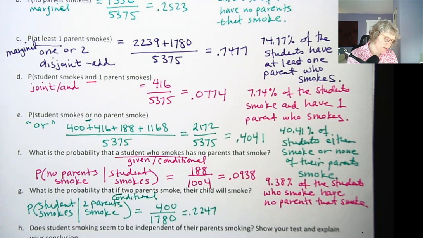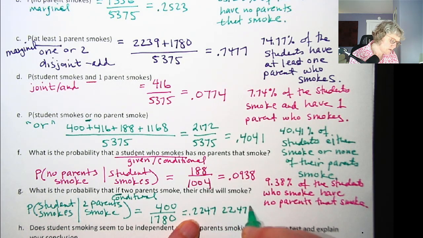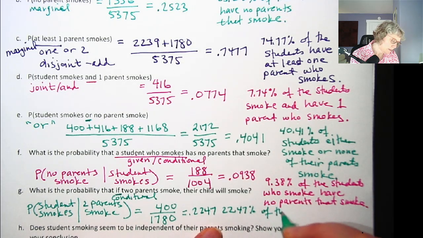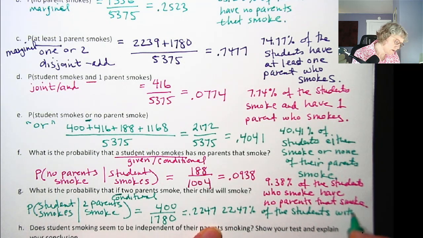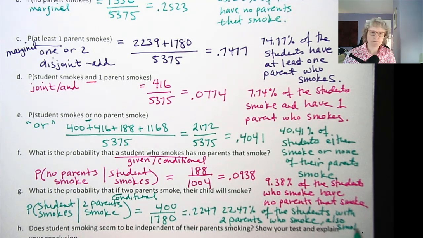Okay, I've been borrowing space, so let's see if I can fit this in here. So this is if two parents smoke. So 22.47% of the students with two parents who smoke also smoke.